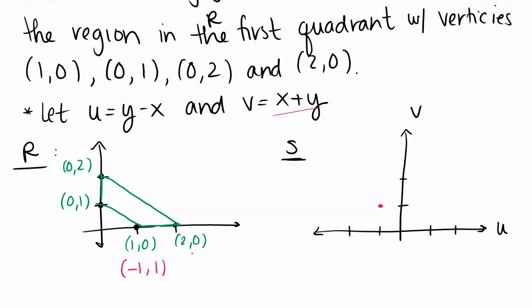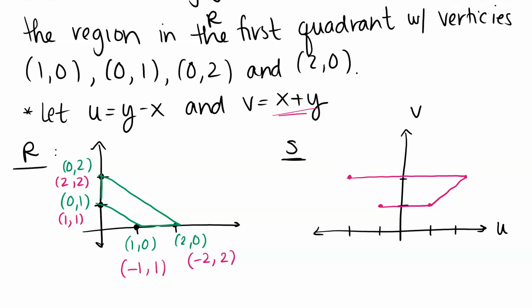What about my (2, 0)? My u would become 0 minus 2, which is negative 2, and my v would be 2, so I'd have (-2, 2). So there are my points there. Now what about (0, 1)? That would be 1 minus 0, which is 1, and then 1 plus 0, which is 1, so I'm going to have (1, 1). And finally (0, 2): 2 minus 0 is 2, and adding them together I get (2, 2). So here's what S is going to look like, and then I'm just going to connect the dots.